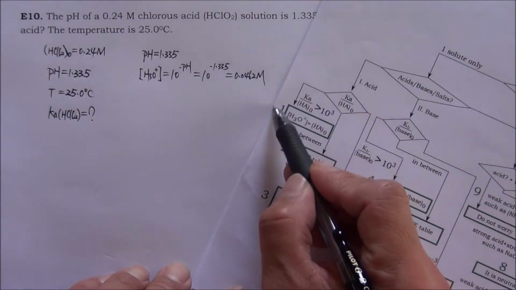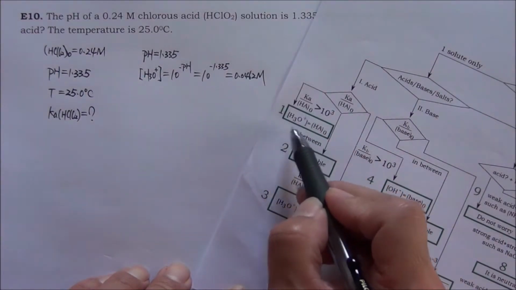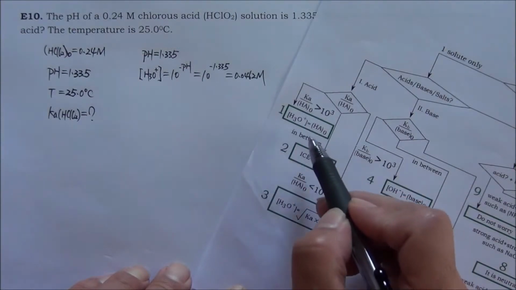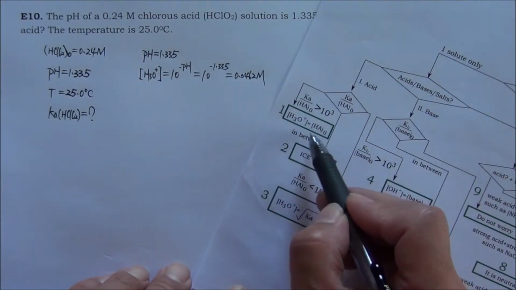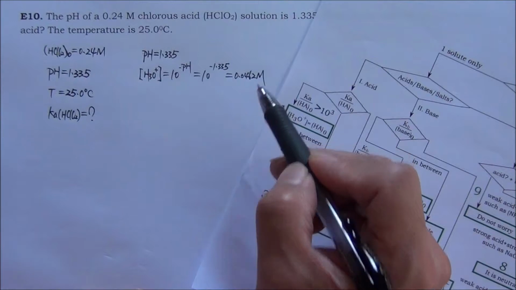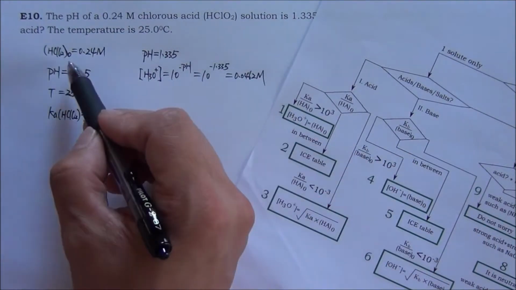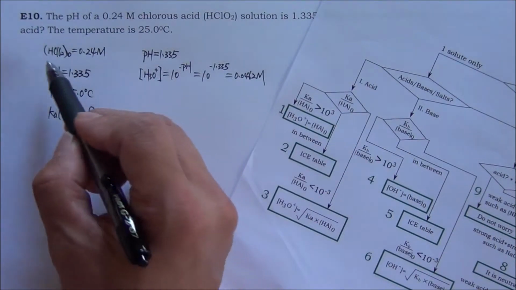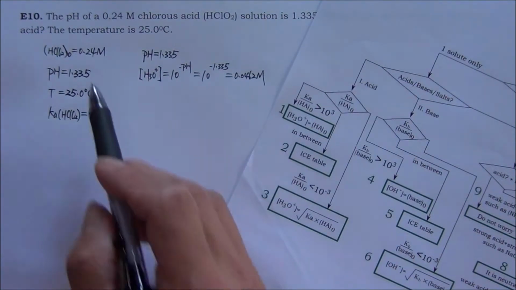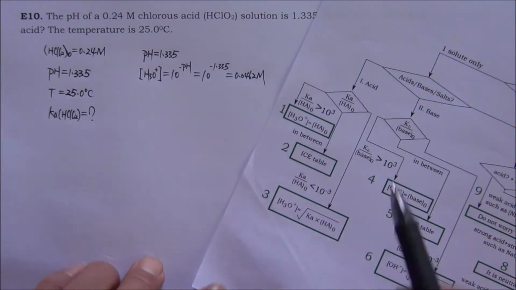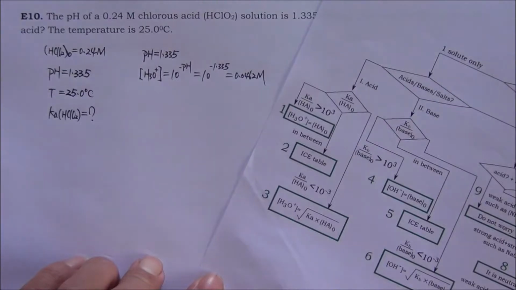Let's look at the flowchart again. If it is the first case, the equilibrium concentration of the hydronium ion should be equal to the initial concentration of the acid. This is the concentration of the hydronium ion. This is the initial concentration of the chlorous acid. We know that they are different, so the first scenario does not apply.